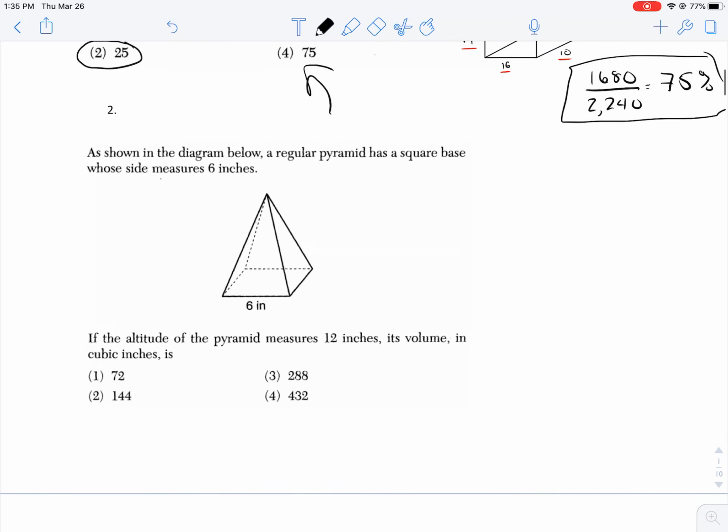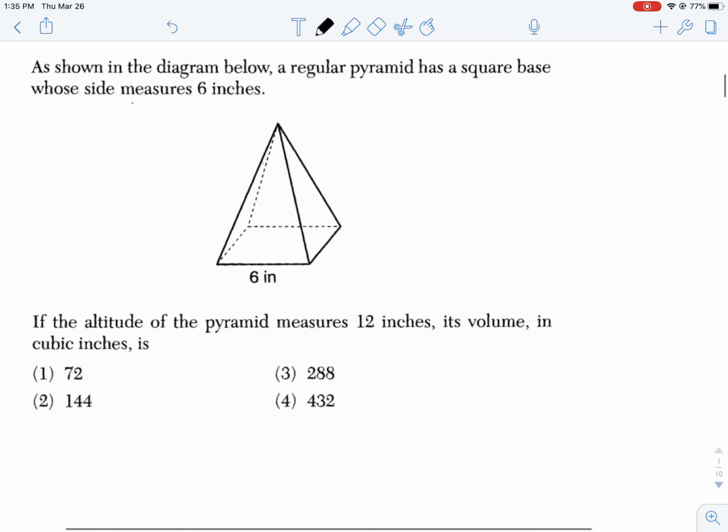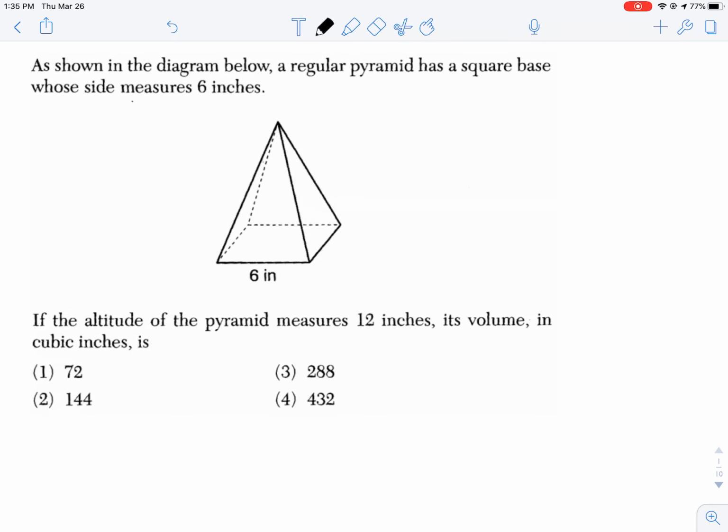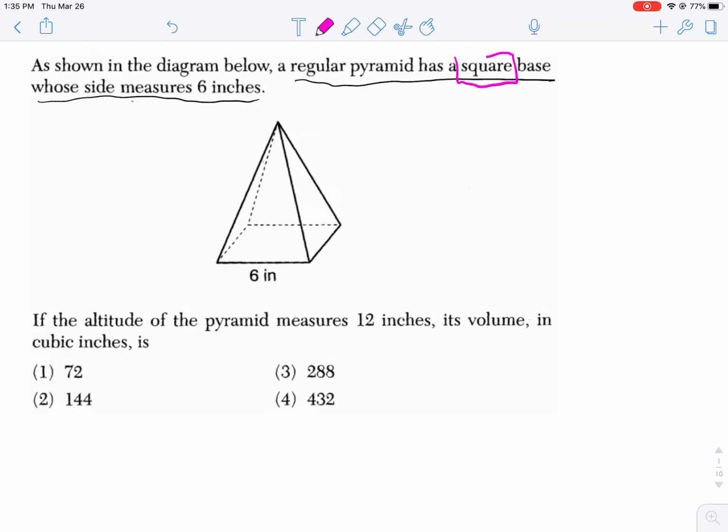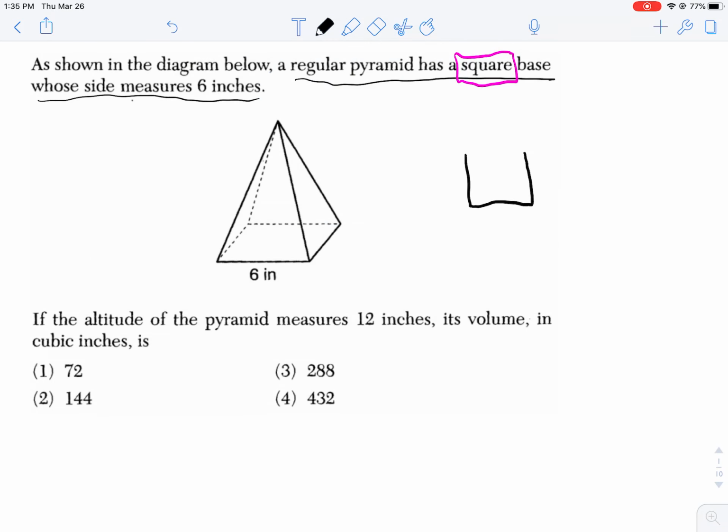So as shown in the diagram below, a rectangular pyramid has a square base whose side measures 6 inches. If the altitude of the pyramid measures 12 inches, its volume in cubic inches is one of these 4 options. All right, so they tell us a regular pyramid has a square base whose side measures 6 inches. All right, so a key word here is square. All right, so that means the base of this rectangular pyramid looks like this.